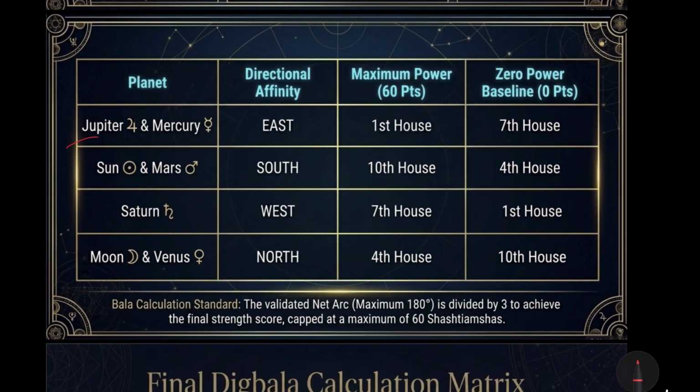For Jupiter and Mercury, the directional strength is in the east, that is the first house; 0 is the seventh house. Sun and Mars, south: the 10th house has the maximum points and the 4th house has the minimum points. Saturn, west direction: the 7th house has the maximum points and the first house has the minimum. Moon and Venus, north: the 4th house has the maximum points and the 10th house has the minimum points.